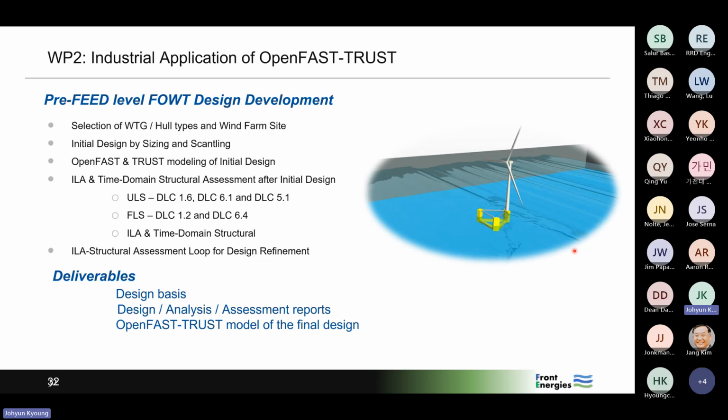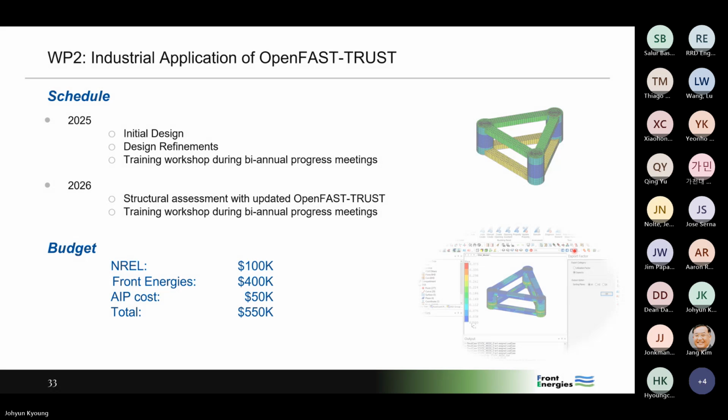Just to be clear, I think we're proposing here to use the IEA 15 megawatt as a reference turbine for this floater. Okay. Schedule-wise, in the first 2 years, we'll develop the initial design and do some design refinement, doing the ILA analysis. We'll also provide the training workshop during the biannual progress meetings. And in the second year, we'll do the structural assessment with updates to the OpenFAST and TRUST packages, and we'll provide the training workshop.